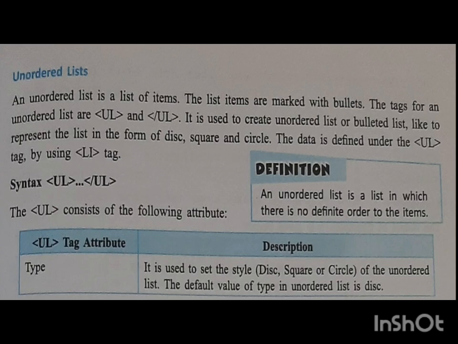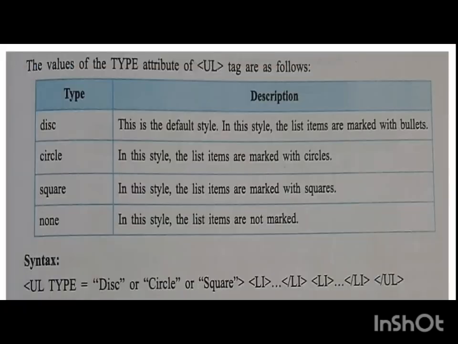So bullets, like here we have three types of bullet. One is a disk, which is filled from inside, one is the circle, and one is the square. Three types are available in HTML. Others you can also give, but that you can give in CSS, Cascading Style Sheets, not here. CSS is also part of HTML, but it uses certain features, so you will learn that later on. Now class, you can see that circle and square, none is also a type.